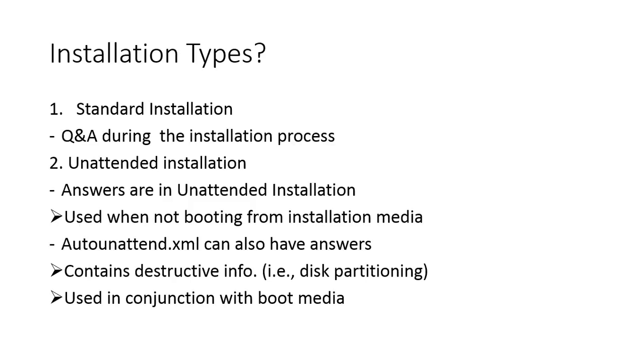How many installation types? Number one, there is a standard installation, where you answer questions during the installation process. The second type is the unattended installation. That means if you are working in a really big environment, you won't have to go around and answer questions, as you may want to install Windows 7 on hundreds or thousands of computers. Answers, however, are supplied in an unattended installation, and they are used when not booting from installation media.